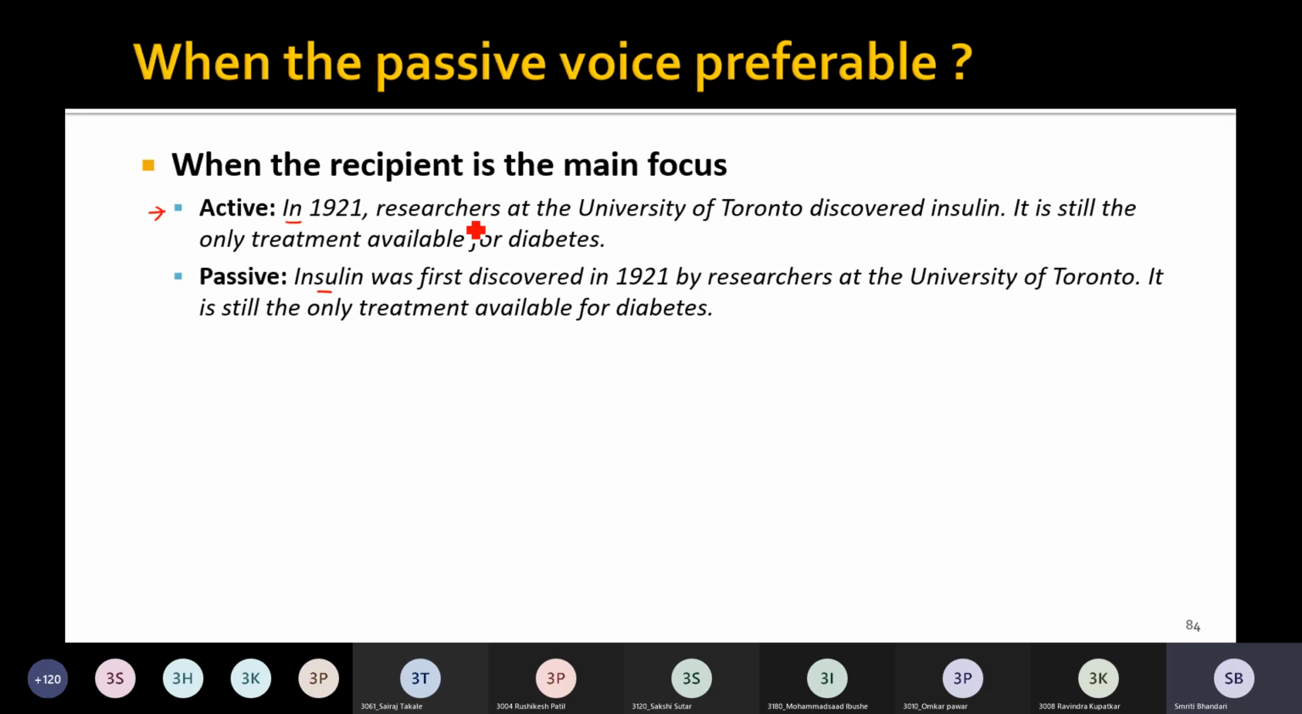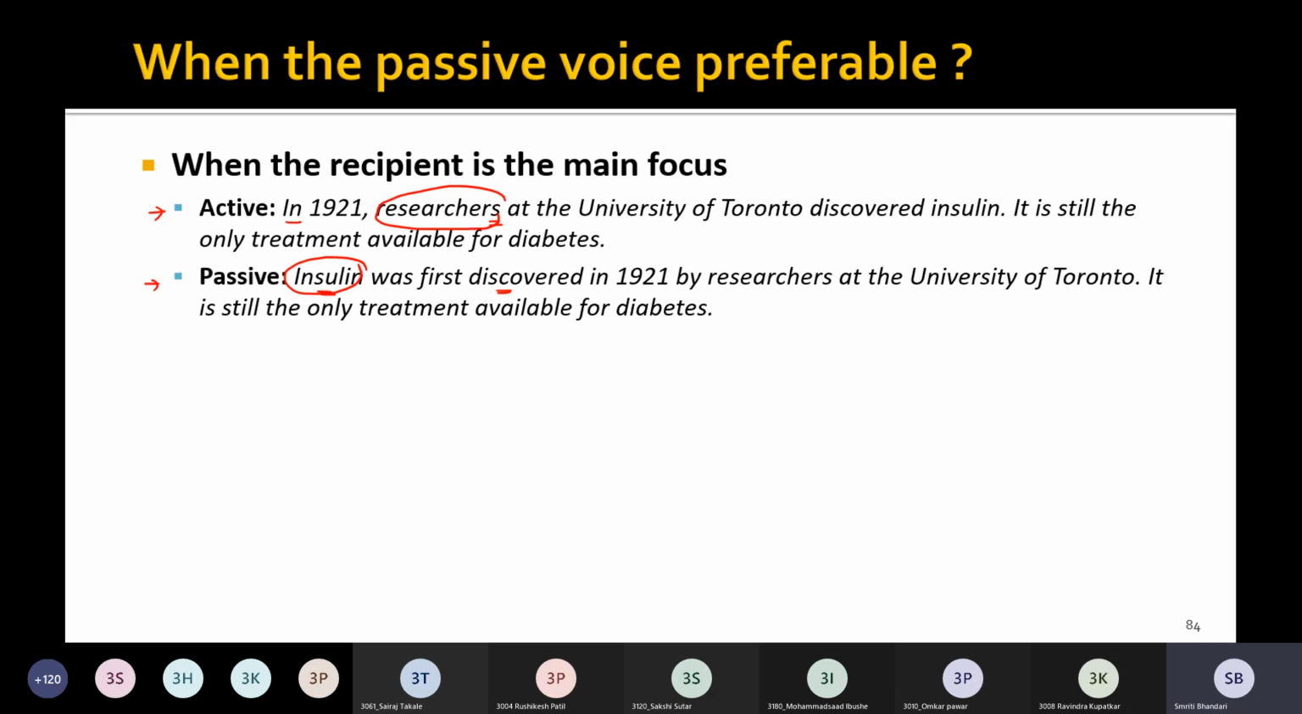In active voice, what we are writing is: in 1921, researchers at the University of Toronto discovered insulin. Here the doer has been emphasized, the researchers are being emphasized. In passive, what we are saying is: insulin was first discovered in 1921 by researchers at the University of Toronto. So whatever is discovered, that we are focusing on, insulin. In fact, the main topic for discussion here should be this insulin and not the researchers.